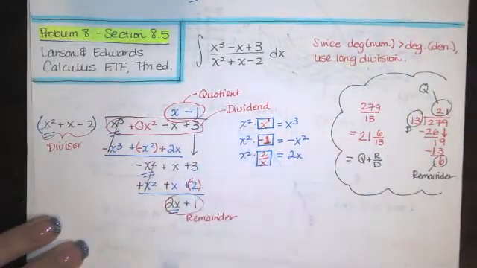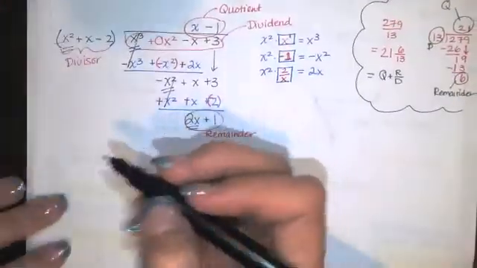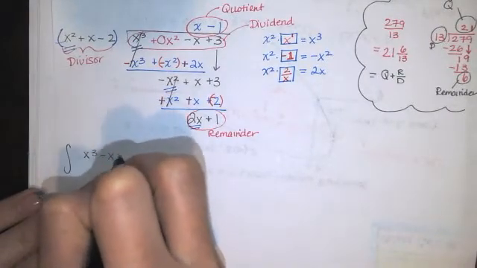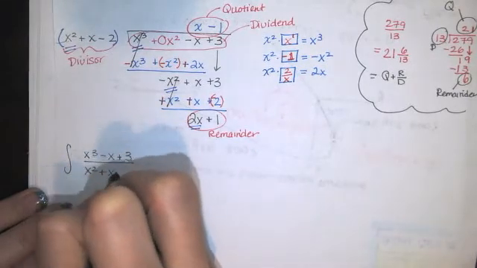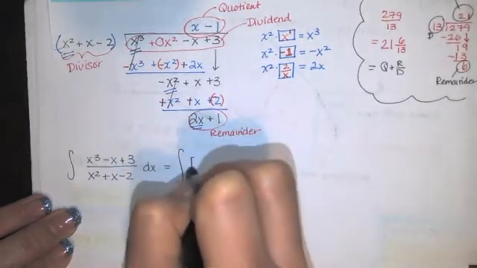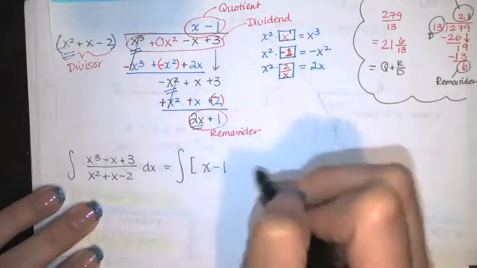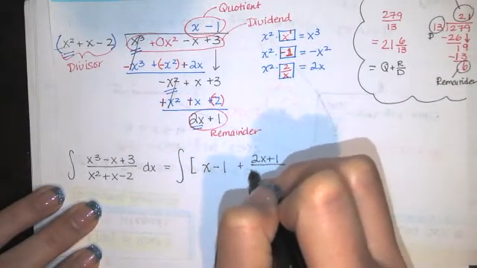We're going to have the quotient plus the remainder over the divisor. So our original integrand can now be rewritten in this way. Notice that we have not done any calculus yet. We're just doing algebra to rewrite that integrand so that we can do some calculus. Is the quotient plus the remainder over the divisor.